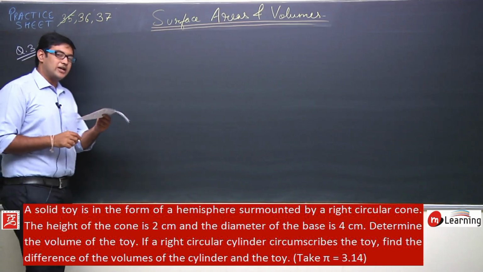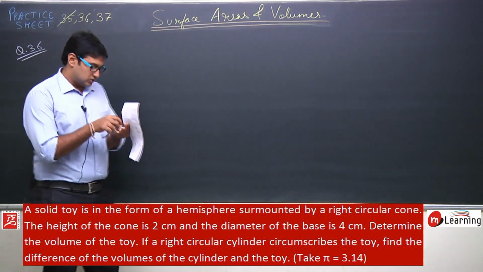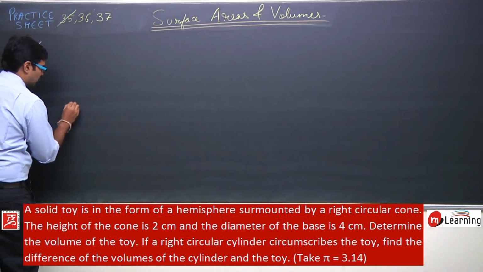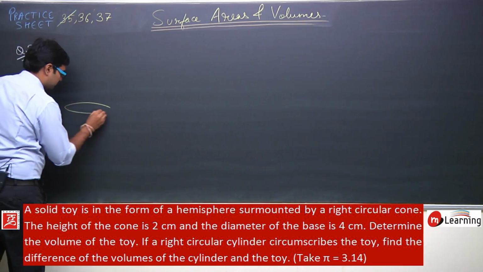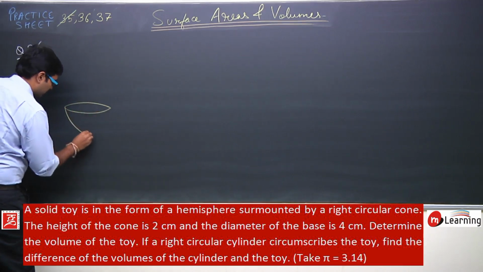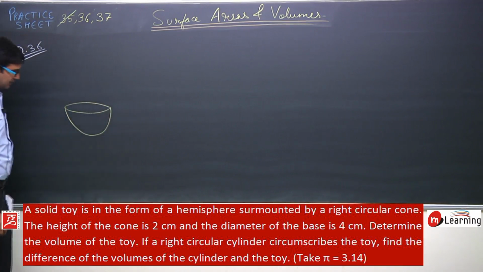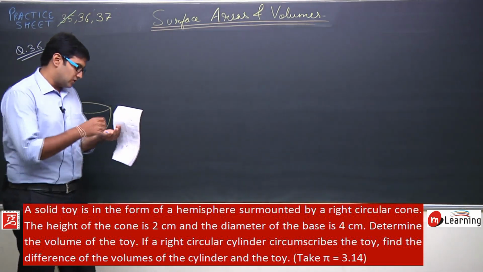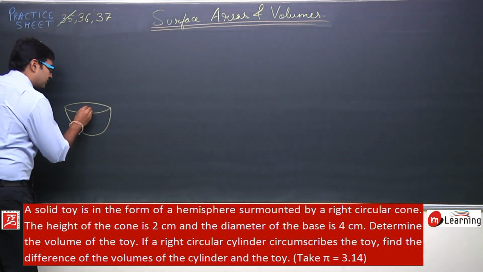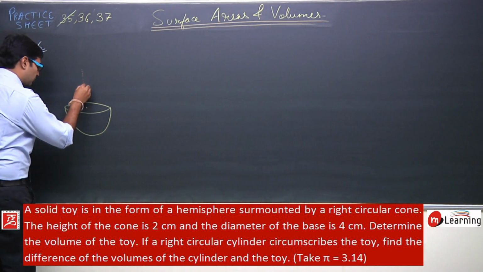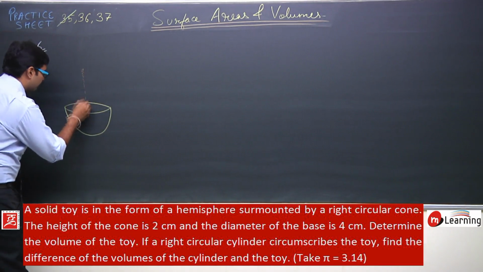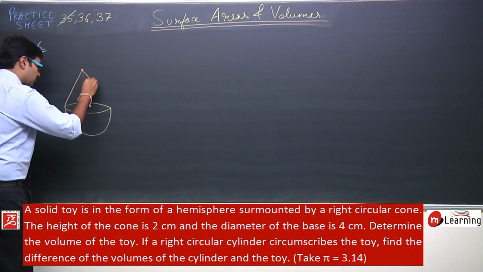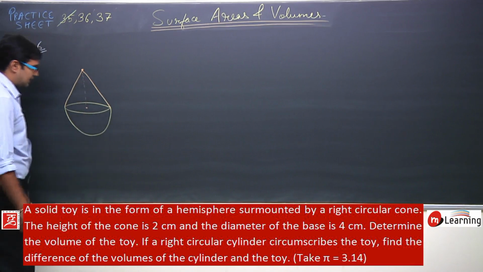It says a solid toy is in the form of a hemisphere. So there is a solid toy which is in the form of a hemisphere. So let us draw a hemisphere. This is, let us say, the hemisphere, and this toy is surmounted by a right circular cone. So at the top of this hemisphere we have a right circular cone. This is a right circular cone.